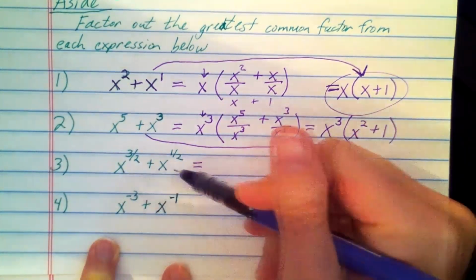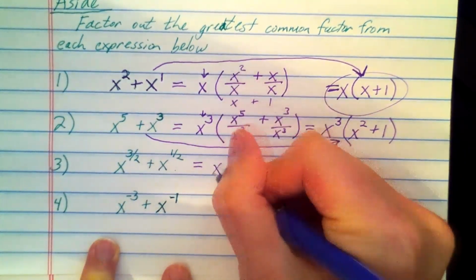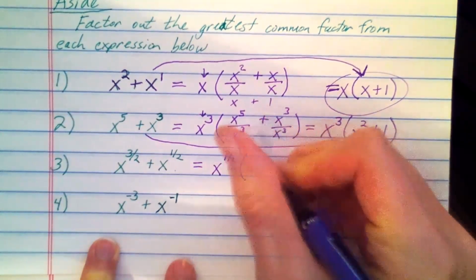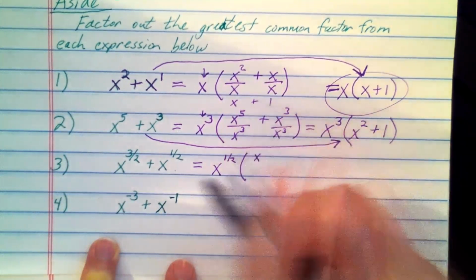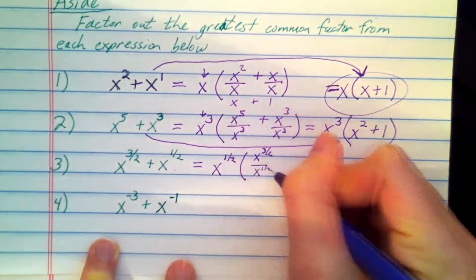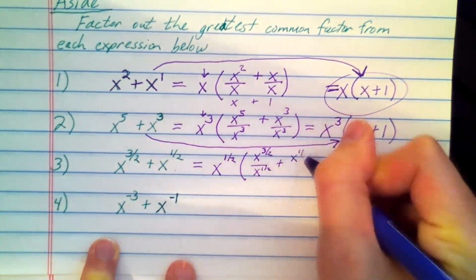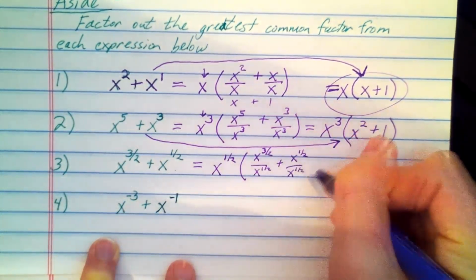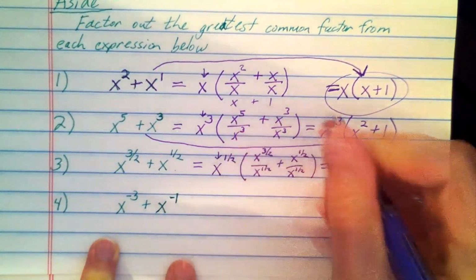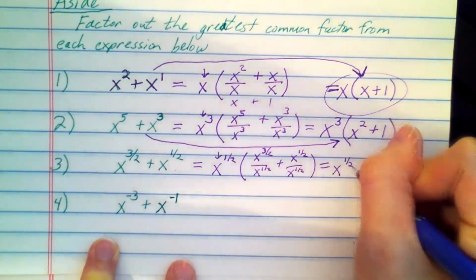So what I can pull out from both of them is x to the 1/2. It's the lower value numerically. So what we're going to do is this step in the middle, x to the 3/2 divided by x to the 1/2, and x to the 1/2 divided by x to the 1/2, and use our laws of exponents. The x to the 1/2 that you pulled out is stuck out front. It's fixed there. That's the whole idea.